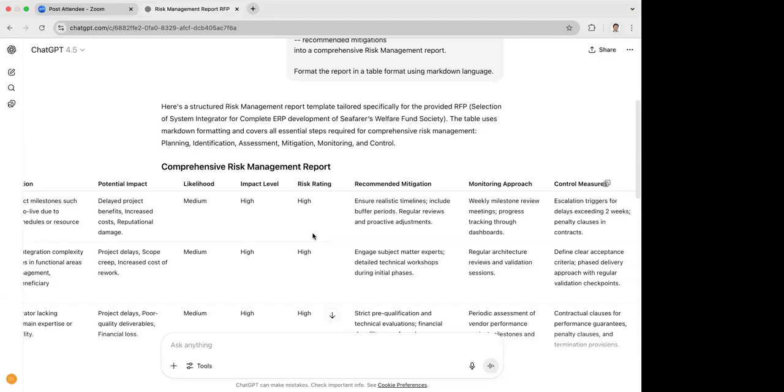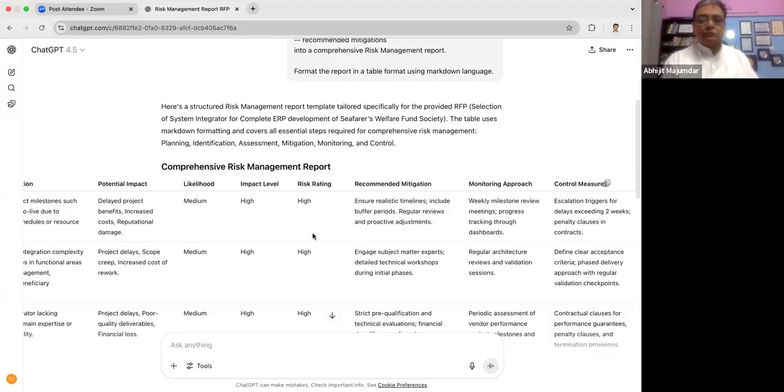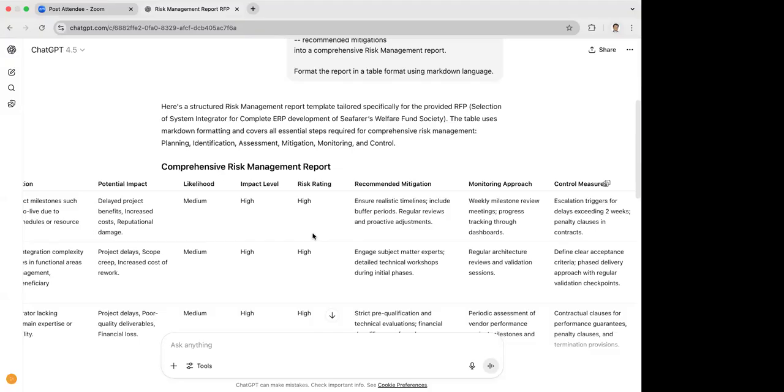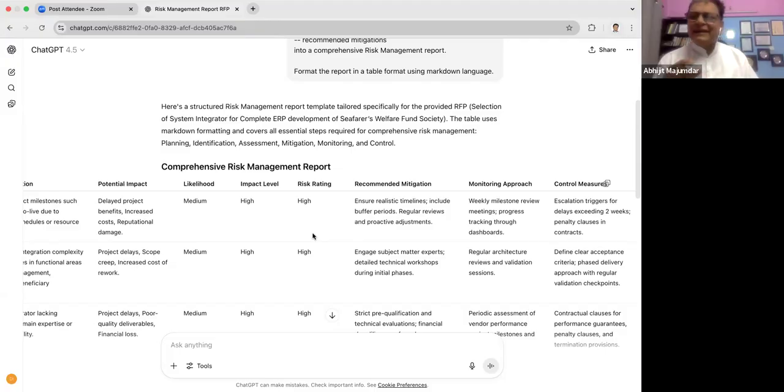Yeah, Abhijit. Just one question. What is meant by markdown language, which you wrote in the prompt? Markdown language is nothing but symbols. Like these are like HTML tags. These are the tags which you use.